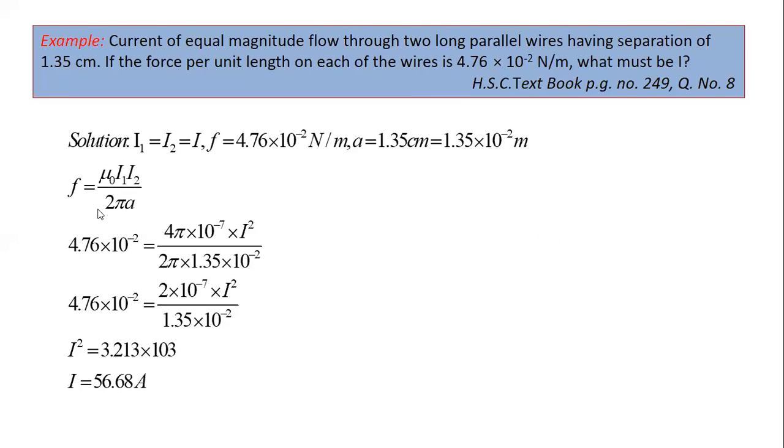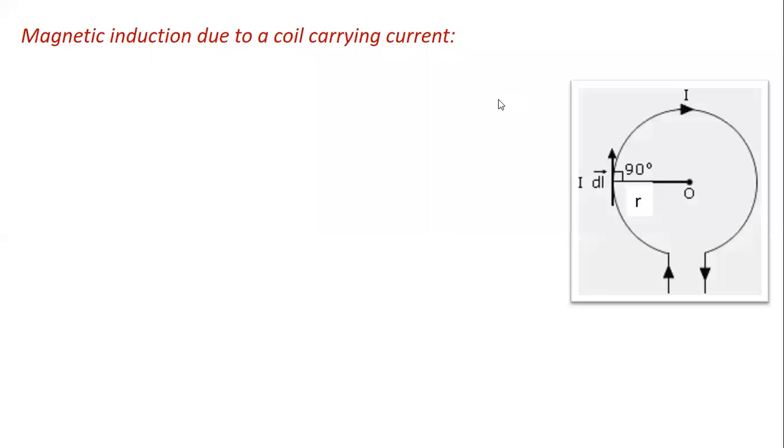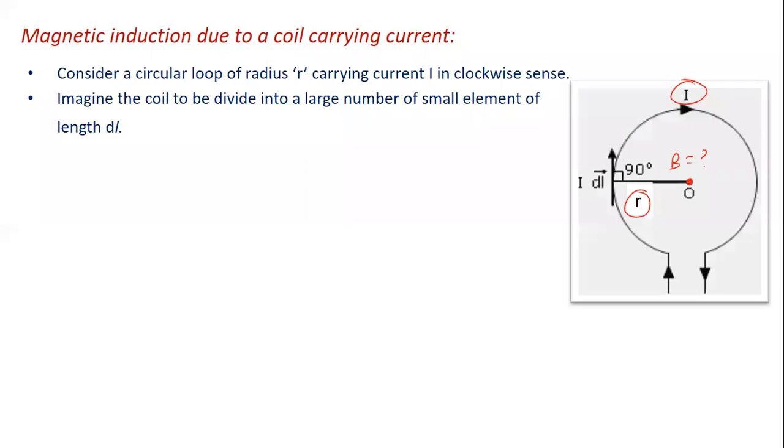Now the next article we have to start, and it is magnetic induction due to a coil carrying current. Now we consider a current carrying coil which carries current I. The radius is R. We have to find out the magnetic induction at the center of this current carrying coil. How much is the magnetic field? So we consider a current carrying coil, radius R, current I, carrying current in clockwise sense.